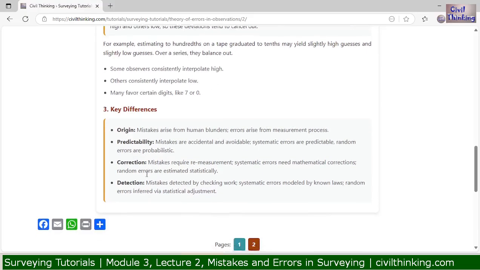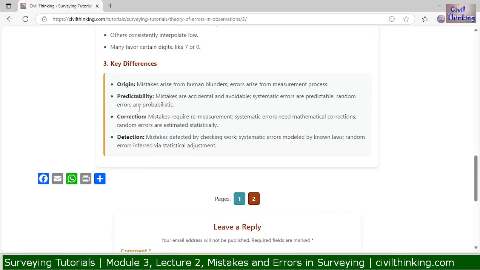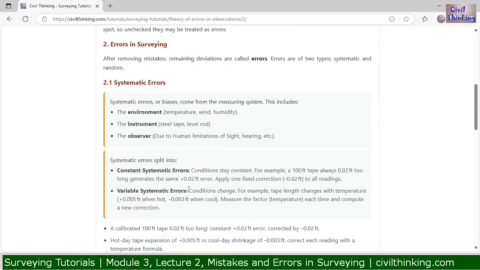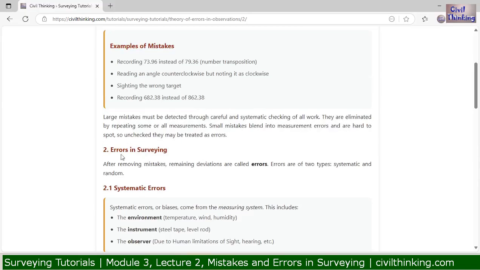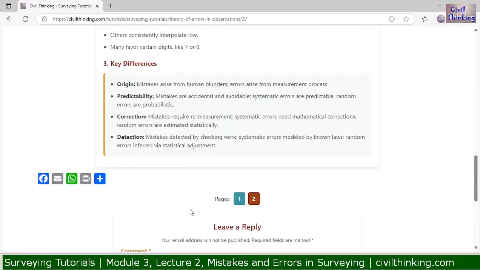Anyways, now let us talk about the key differences between mistakes and errors. What are the differences between mistakes and errors? First, origin. Mistakes arise from human blunders. I have told you, because of laziness of the human, because of carelessness, because of absence of mind. That is the origin of mistakes.